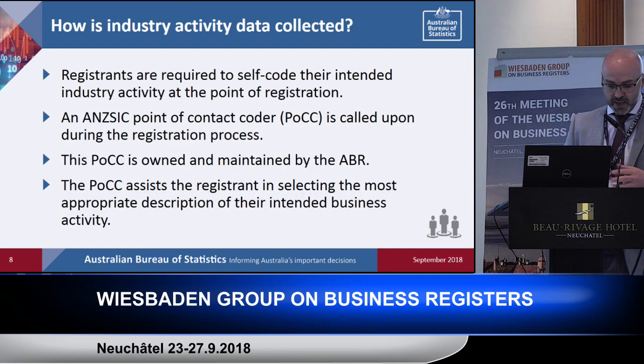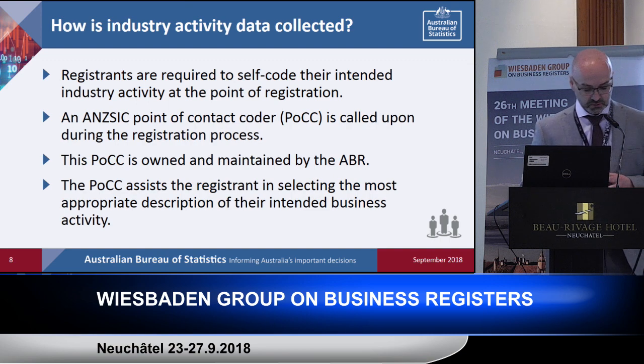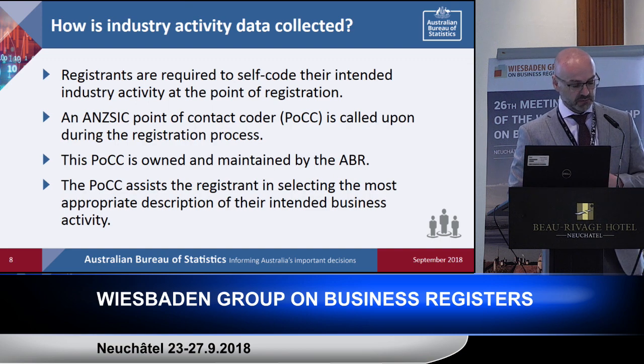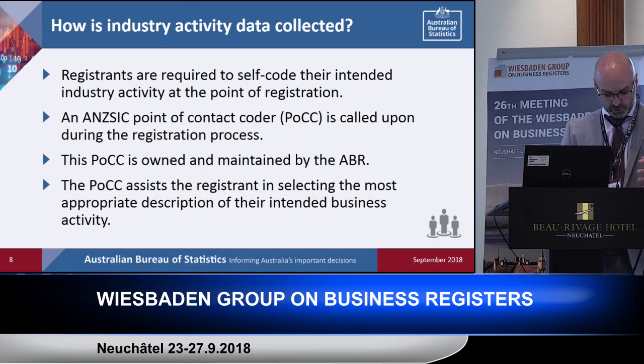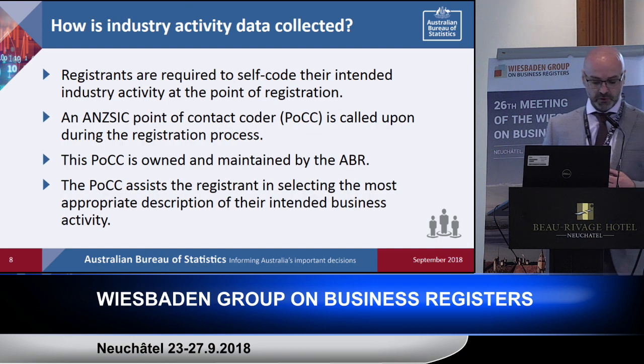Okay, so how is industry data collected? At the time of business registration, applicants are asked to self-code their intended business activity. So they do it themselves. The information comes through based on what we're told. An ANZSIC point of contact coder, or POC, is called upon during the registration process, and that kind of works in the background. And what it does, it assists the business applicant in selecting the most appropriate business description for their intended business activity. I'll explain this a little bit further in the next slide and also provide you with an example.